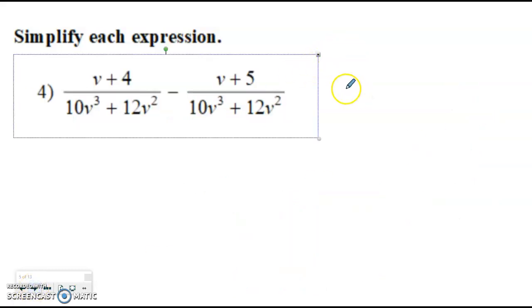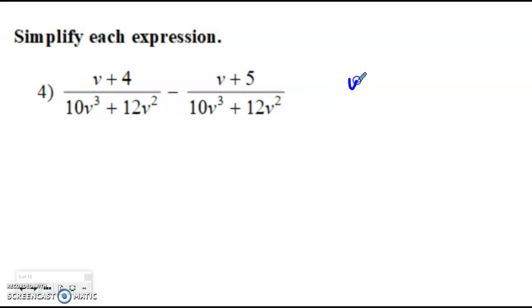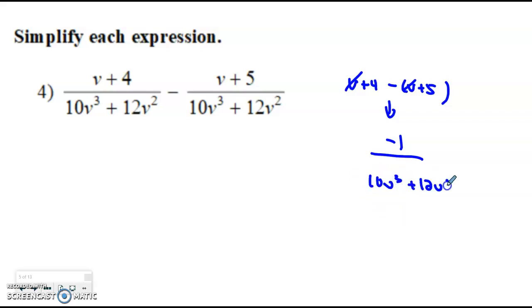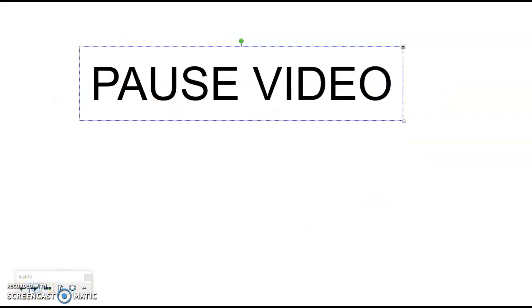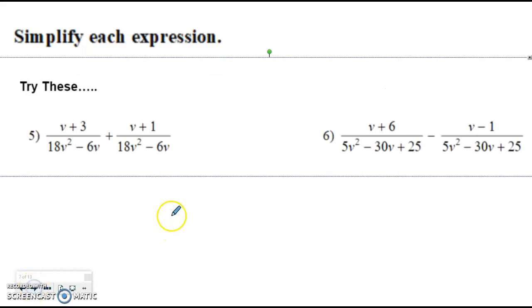Okay. All right, so looking at this last one, I can subtract these. So it looks like I'm doing v plus 4 minus v plus 5. That's going to become negative 1 because the v's cancel out, and then 4 minus positive 5 is negative 1, over 10v cubed plus 12v squared. Okay, I'm going to ask you guys to pause the video and try these next couple questions for me.